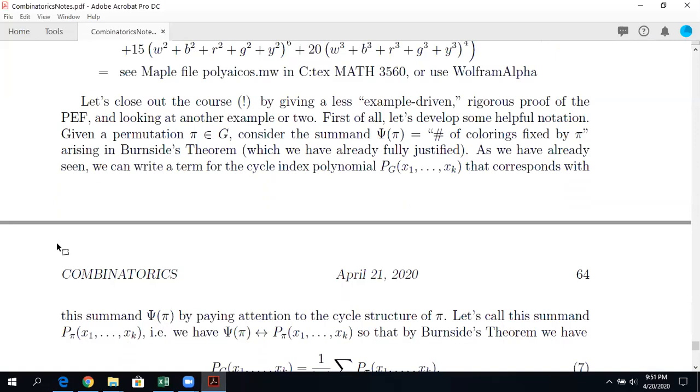Okay, so first I want to develop some notation. It's just for our convenience. Now remember, we're going to focus on a singular summand. If we can just understand what's going on with a singular summand in the Burnside theorem formula, we can really figure out what's happening. And we fully justified Burnside's theorem. There's no question in our mind that that's true. We went through all the rigorous details of that.